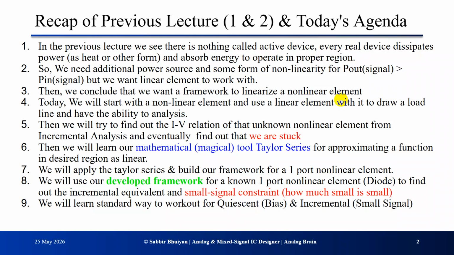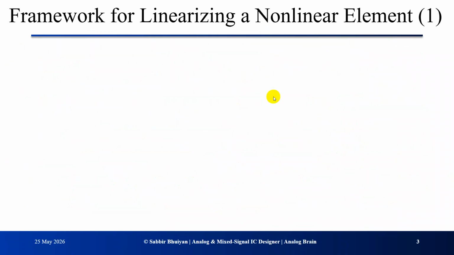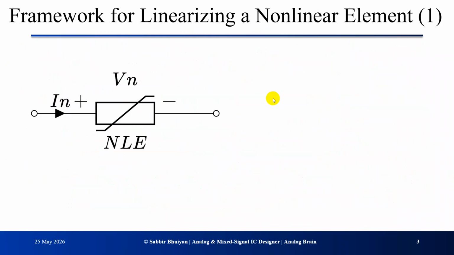Okay. Here is the whole thing. You can read all those 9 points. Okay. Now let's go to slide 3, our framework for linearizing a nonlinear element. Suppose we have an unknown nonlinear device. This is our nonlinear device IN. This is the current through this nonlinear element NLE, and this is the voltage across the NLE.